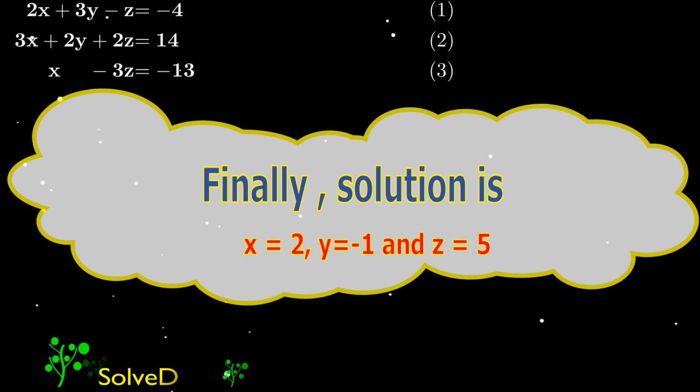Key points. To eliminate a variable, we need to balance its coefficient. In our case, in the first step, we got rid of y by balancing its coefficient before adding the equations.